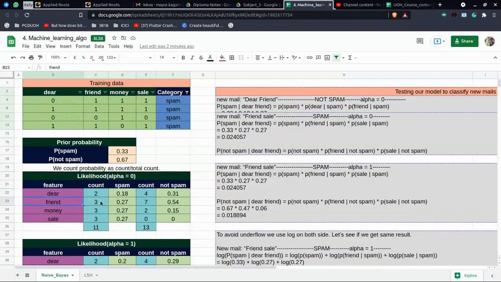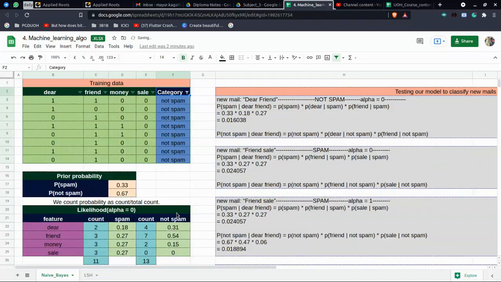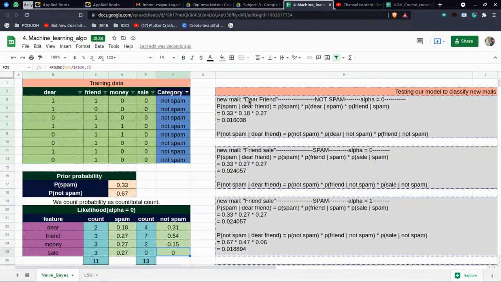It's nothing but the probability 3 by 11, then 3 by 11, 3 by 11. So you get all the likelihood for spam. Similarly for not spam, so I will just change the filter. For not spam, I have total 4 count, 1, 1, 1, 4 divided by the total number of words I have in the not spam category, so it's nothing but 13. So 4 by 13, 7 by 13, 2 by 13, 0 by 13 is 0. Right? So then we will calculate this thing.